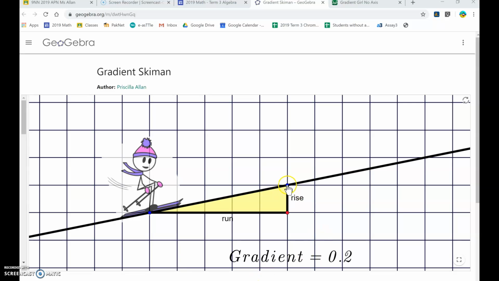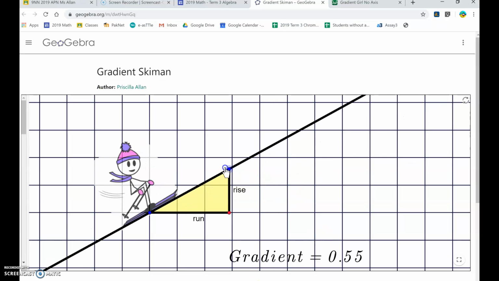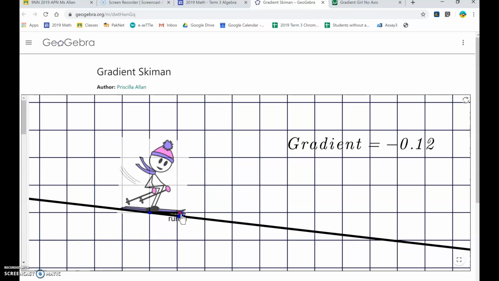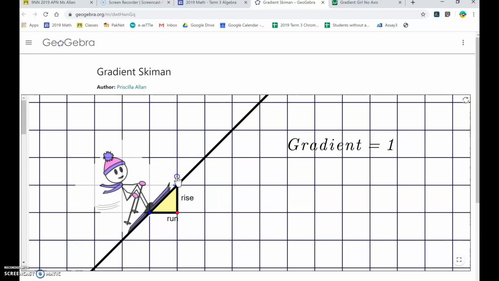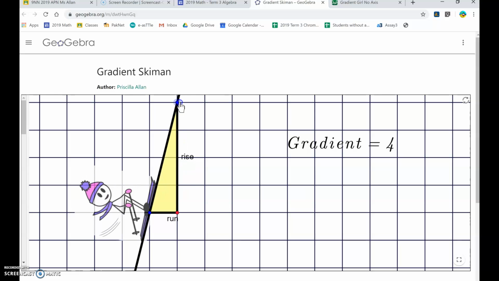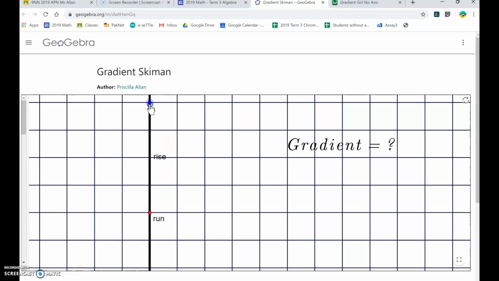Okay, so gradient is rise upon run. On this particular applet, you can see the gradient is 2, because there's 1 across and 1, 2 up. So here we have gradient 4. Now if I go right like that, it's actually undefined.